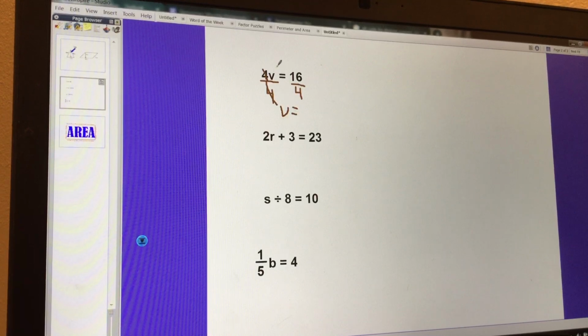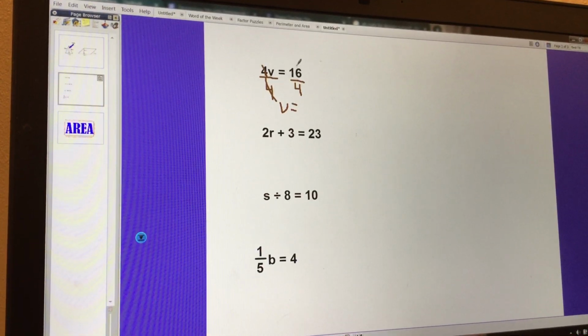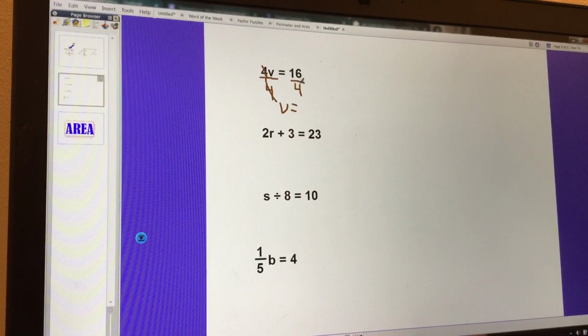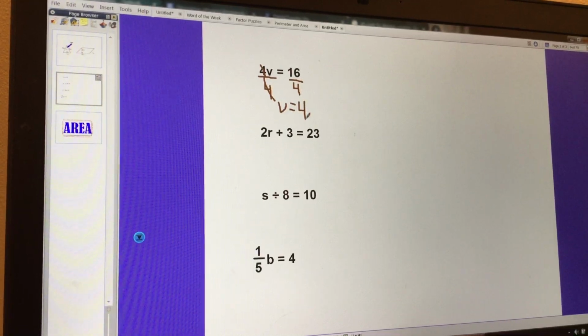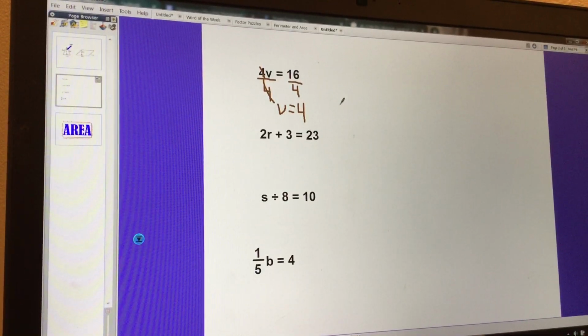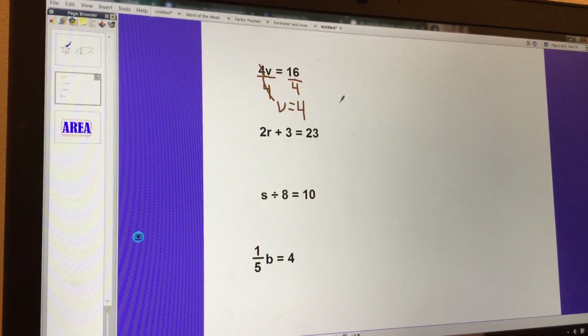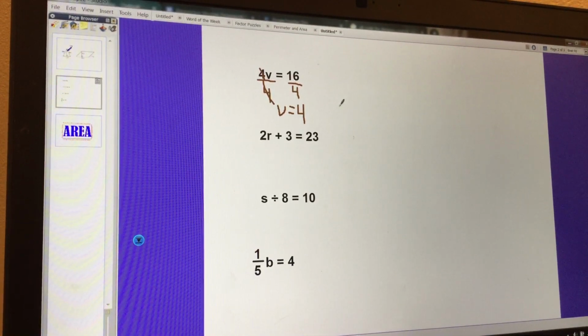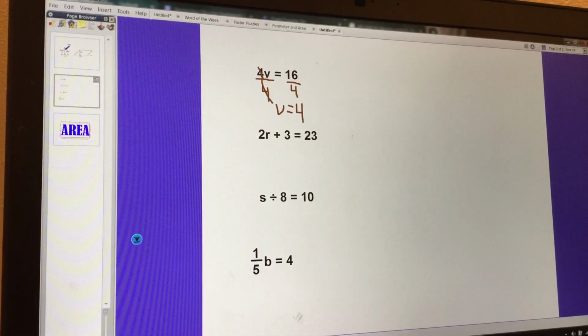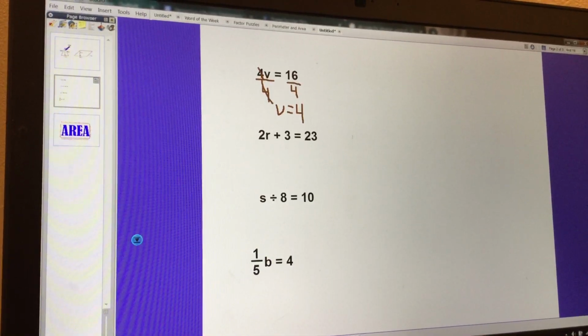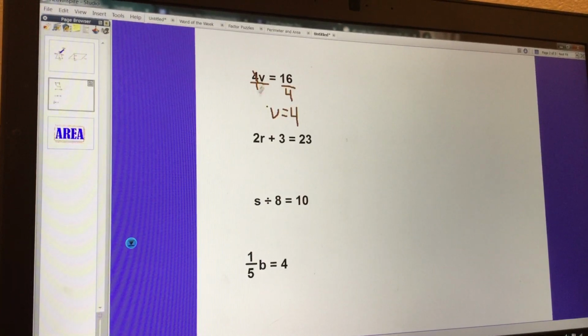So whether you do mental math here or work it out, 16, that fraction mark means divided by 4, is 4. And I'm not going to box my answer just because you know it gets a little tricky for me to use my computer mouse and things don't stay neat. Anyway, that's just a quick little thing. Let me show you the next problem.